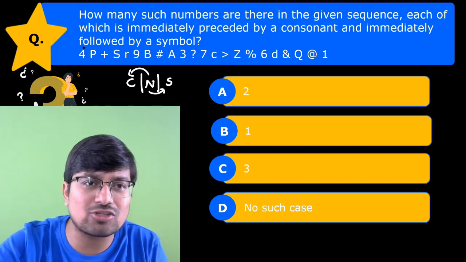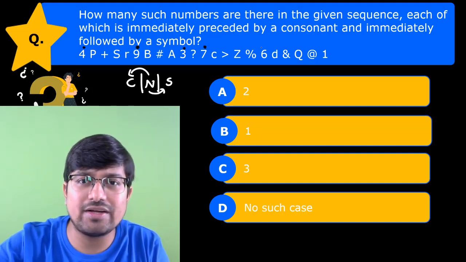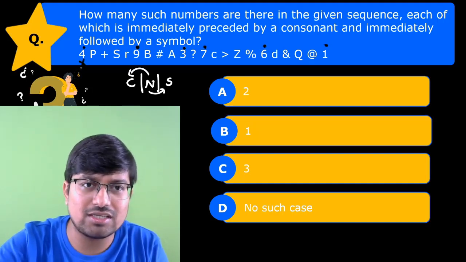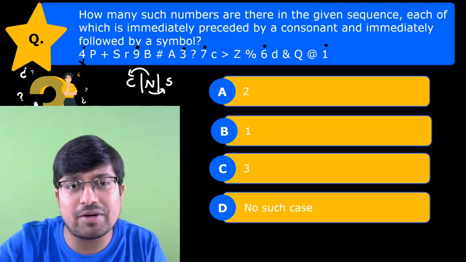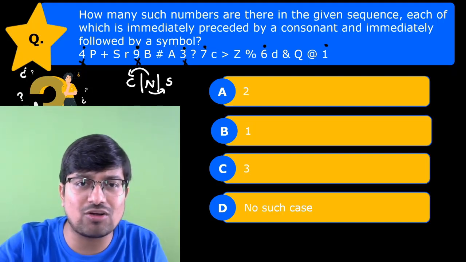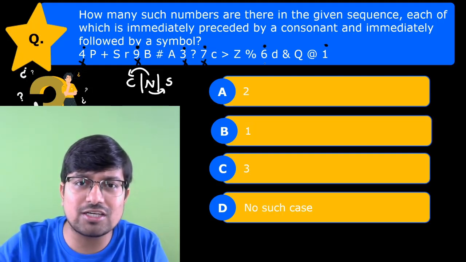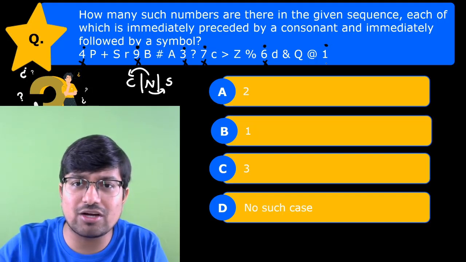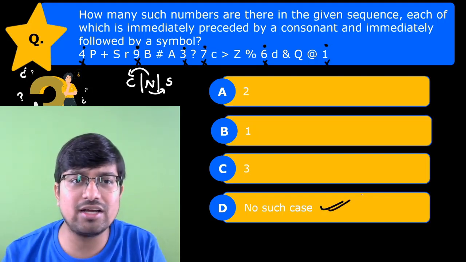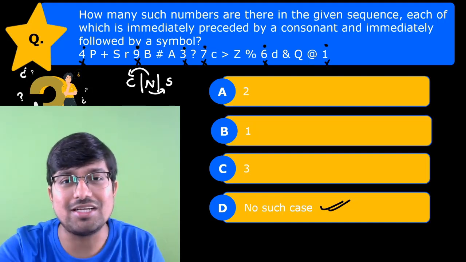तो आप पहले तो आप नंबर्स को मार्क करो, 4 है, 9 है, 3 है, 7 है, 6 है, 1 है. 4 is not preceded by a consonant. 9 is preceded by a consonant but not followed by a symbol. 3 is not preceded by a consonant, एक consonant नहीं है. 7 is not preceded by a consonant. 6 is not preceded by a consonant. 1 is not preceded by a consonant. Hence, the answer is no such case. Clear? There is no such case. Answer is option number D.